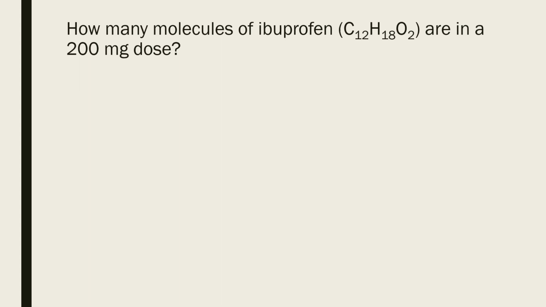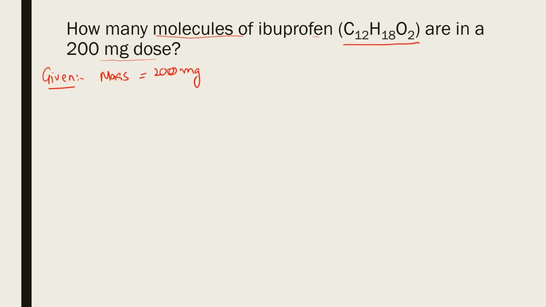Let's solve one more problem. In this problem, we want to find how many molecules of ibuprofen are present in a 200 milligram dose. Right? So the mass is given. It is equal to 200 milligrams of ibuprofen. I'm not going to write the entire formula. It's understood. It's C12H18O2. But we're just going to remember that we are talking about ibuprofen.